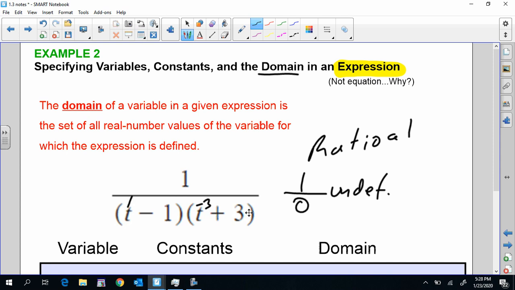You can do that with more complicated expressions by setting that denominator binomial equal to 0, move the 3, get t equals -3. Move the 1, get t equals 1. That way, if you get more complicated ideas, then you're going to be able to solve for whatever the restrictions are.